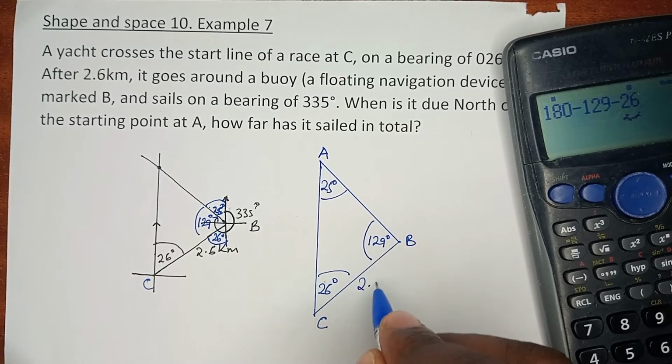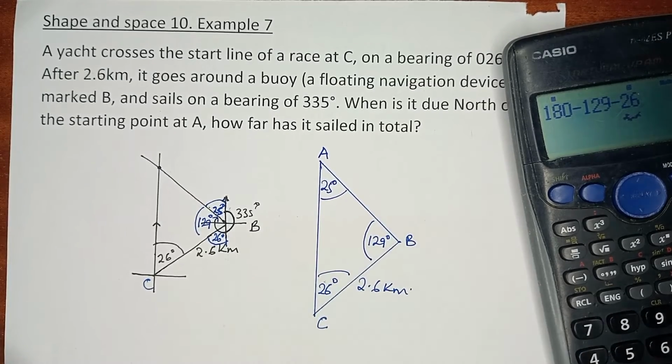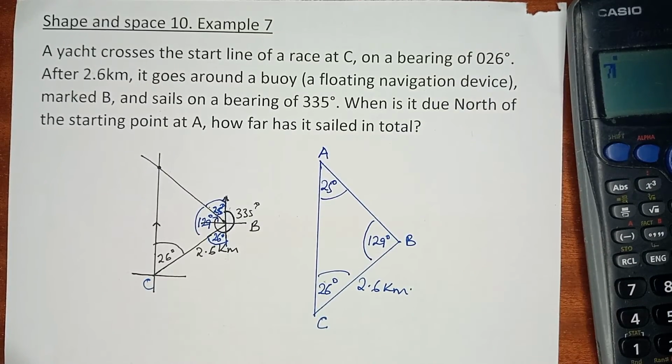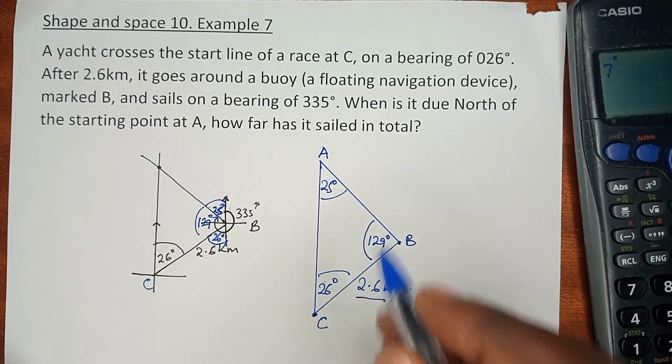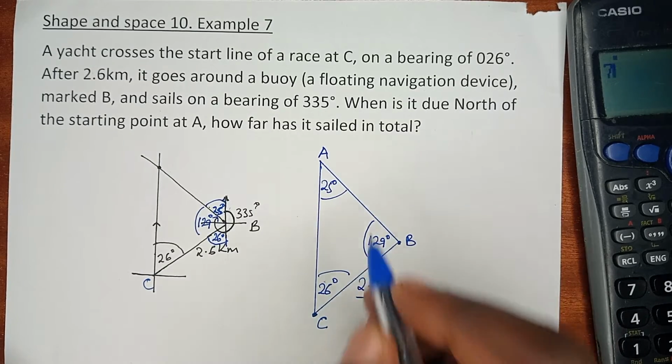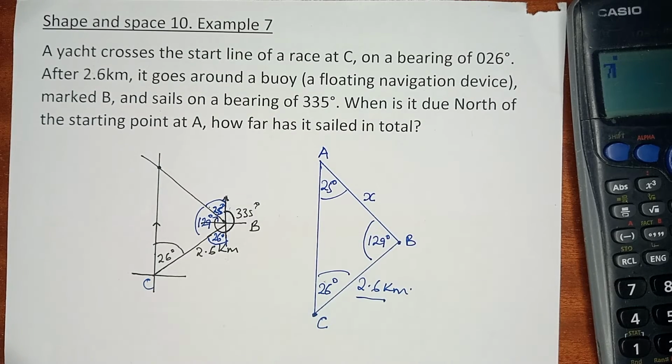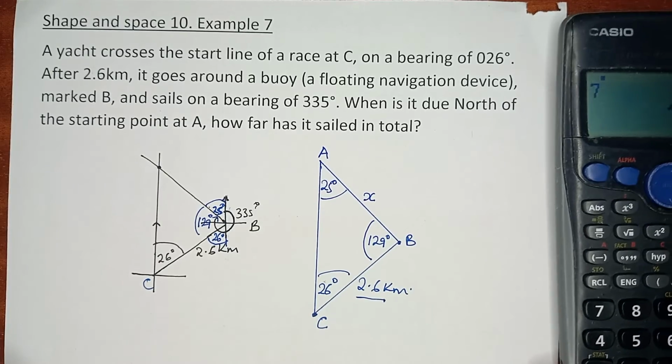Incidentally, this is 2.6 kilometers. We are asked how far it has sailed in total. Remember, it left this point, sailed to point B covering 2.6 kilometers, and then from point B it sailed to A, covering some distance we don't know, call it X. Our duty is to find the value of X so that we can add X to 2.6 and see the total distance traveled.